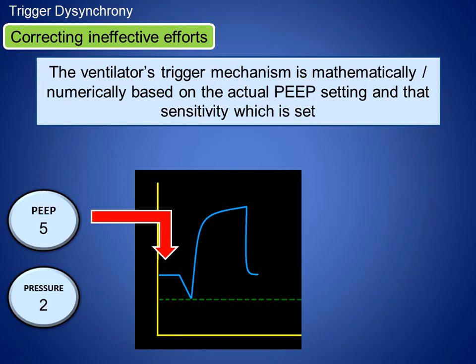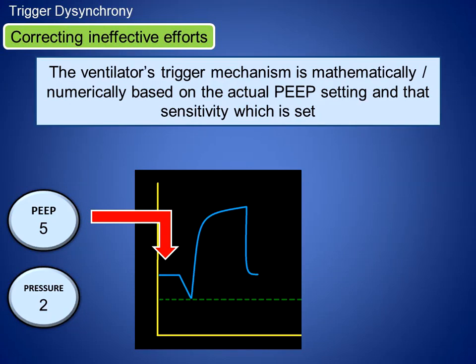If your PEEP is set at 5, which I have depicted there, and we'll say for our purposes of explanation that we are a pressure triggering mechanism and it's set at 2, what ends up occurring is that the ventilator sets up in its head, essentially, a trigger threshold, which is that green dotted line there. So anytime, for whatever reason, the airway pressure goes to 3, the ventilator is monitoring and sensing that drop in airway pressure to 3, that trigger threshold, which is mathematically set up between the two settings there. And when it sees 3, it opens its inspiratory valve.